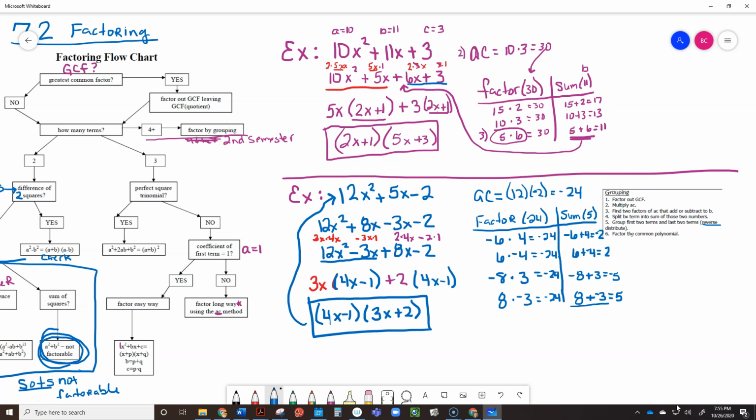Multiply AC, there's the AC, then do the factor sum table. Once you get the factor sum table, you split the B term using these, and it's okay. Sometimes you have to rearrange them to make sure that you get these two grouped together and these two grouped together. And then you factor out a GCF. The term that's left after you factor out or undistribute should be the same term, and then it becomes the GCF of the final answer.